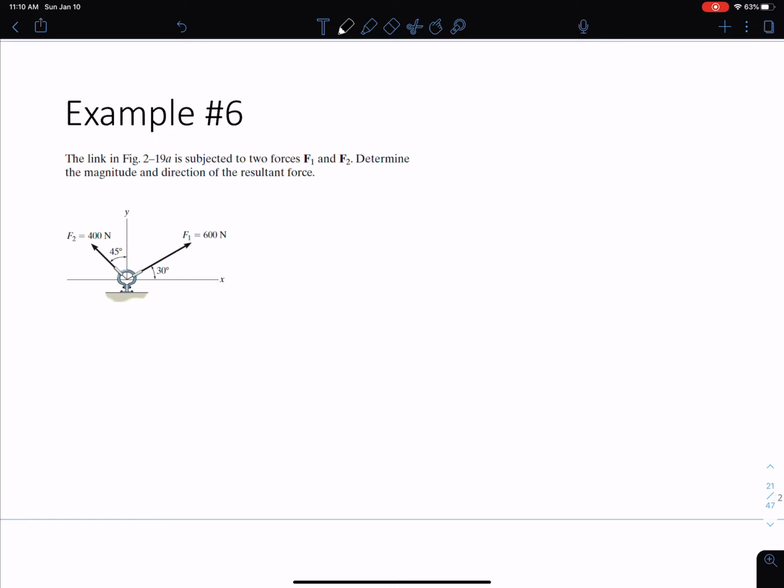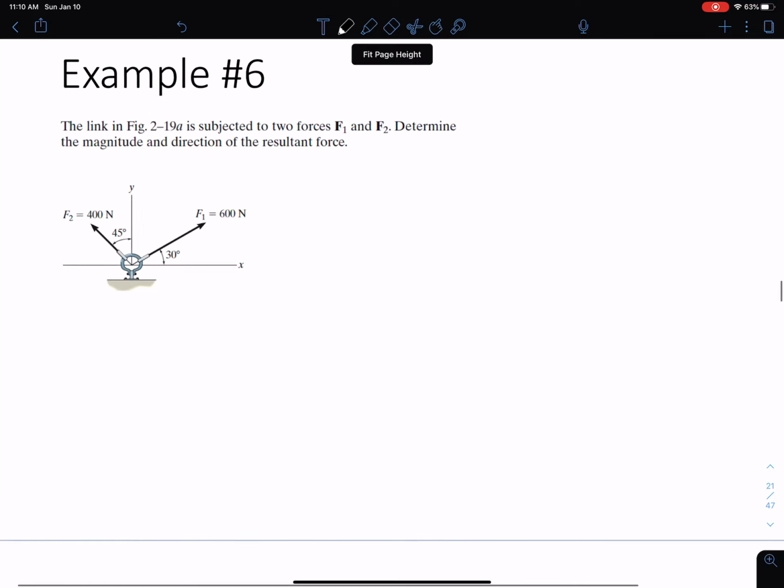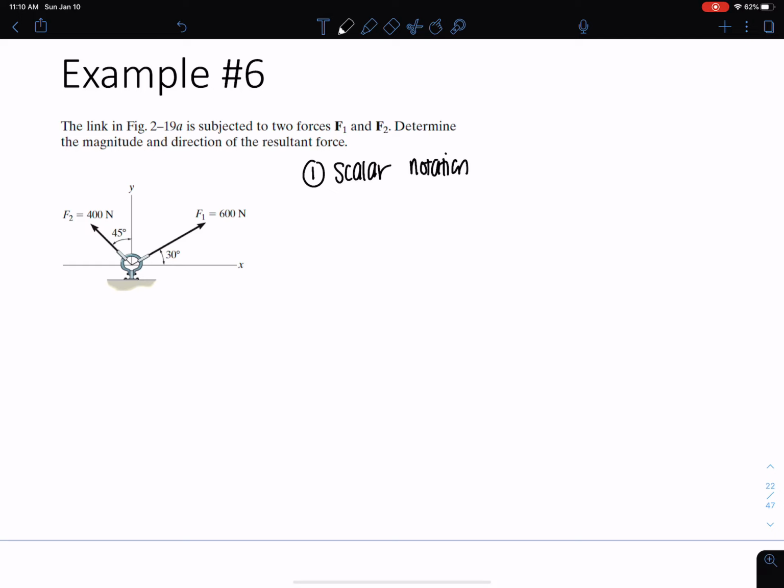Okay, so here I have a link subjected to two forces, F1 and F2, and I want to know the magnitude and direction of the resultant force. So of course, you can use any of the methods that we've come up with so far, okay? I'm actually going to do this first using the scalar method just to show you guys. Okay, so scalar notation means I do the magnitude and direction separately.